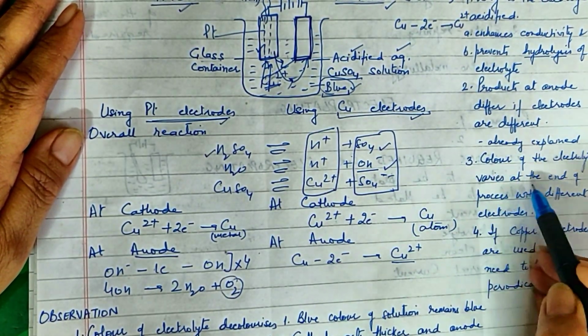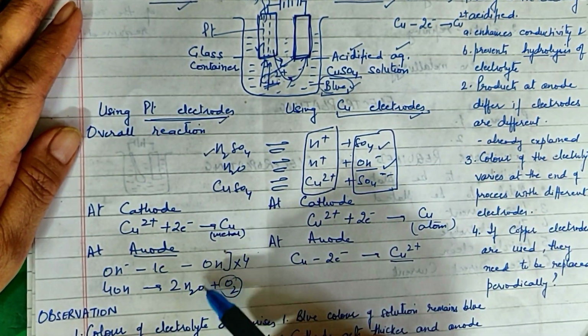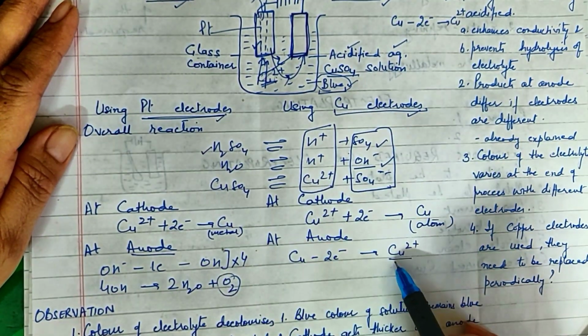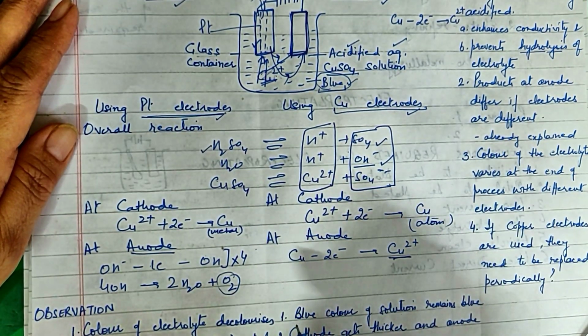The color of the electrolyte varies at the end of the process. Why does it vary? Because here no more copper ions are being added into the electrolyte, so the blue color decolorizes. But here fresh ions of copper are added to the electrolyte, so the blue color is retained.